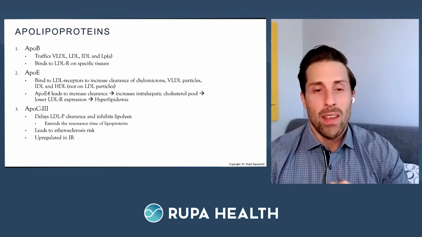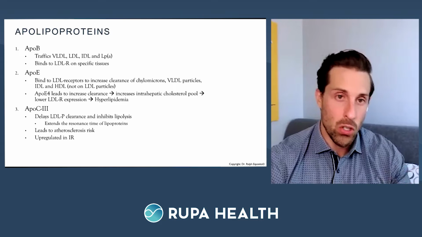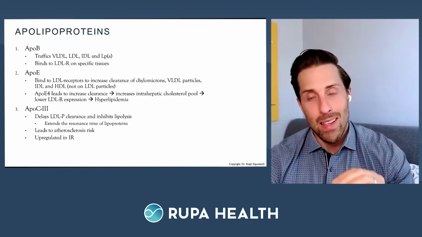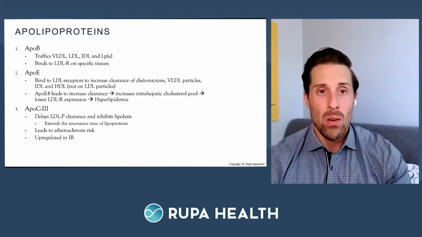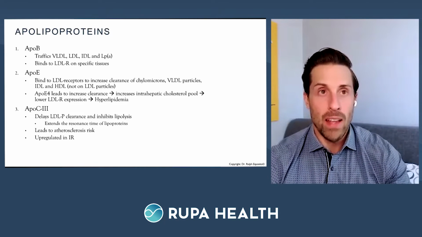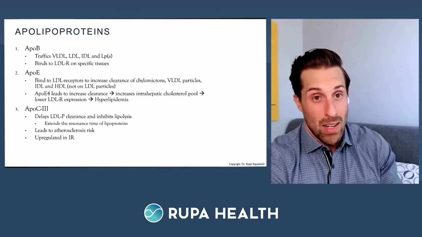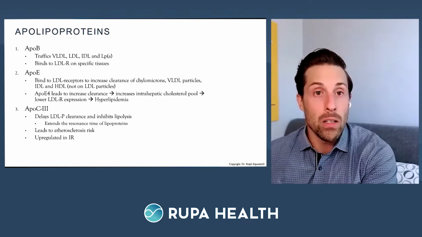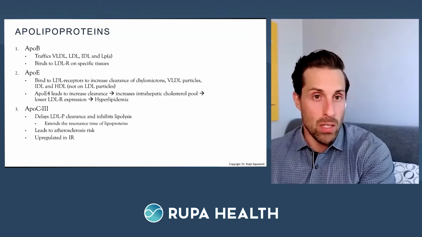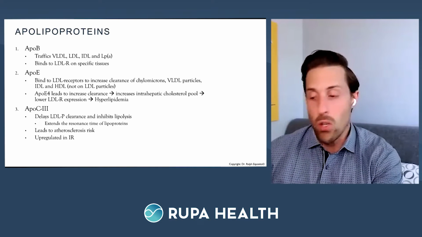Also very important to understand is ApoC3, apolipoprotein C3, there's also C2. C3 inhibits lipolysis, it inhibits lipoprotein lipase, which essentially means that it's preventing fat found on the lipoproteins from being broken down. So if you're inhibiting lipolysis, you're delaying how much they're cleared.